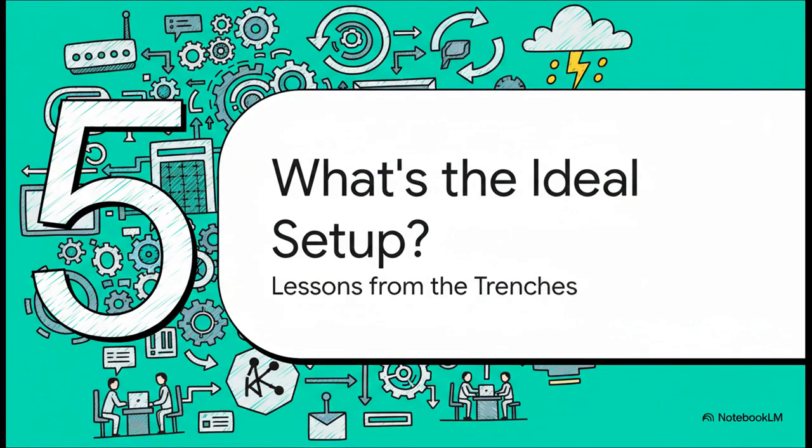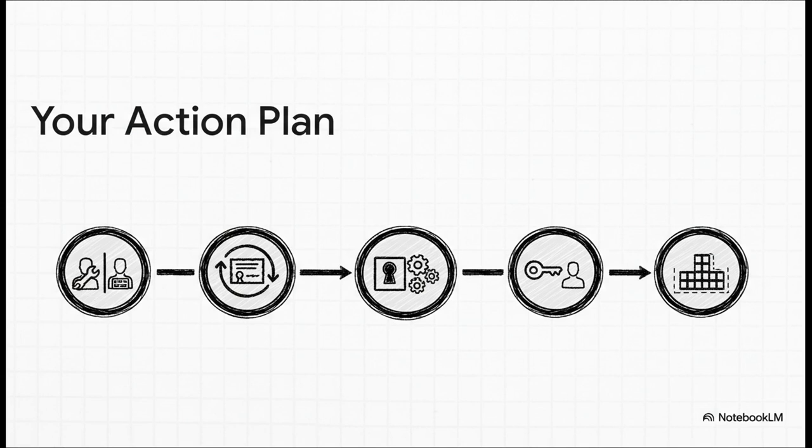So we've seen the problem and a couple of really powerful solutions. But how do we put this all together into an ideal setup? Let's look at some actionable lessons from teams that are out there on the front lines. Okay, so here is your action plan. First, you have to formally split responsibilities. Admins own the gateways, developers own the routes and their certificates.